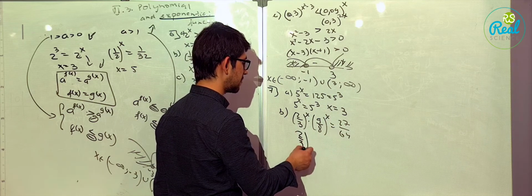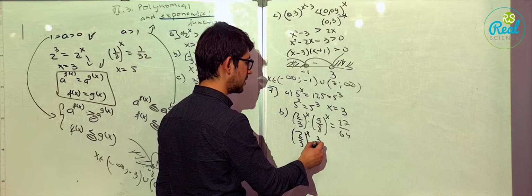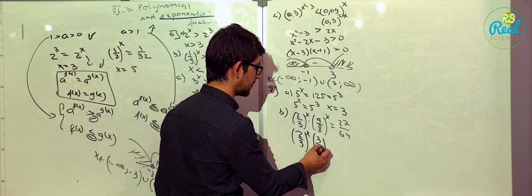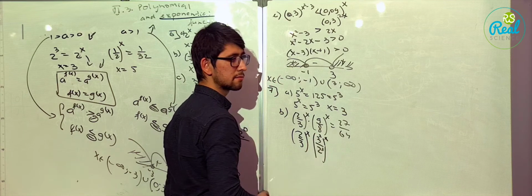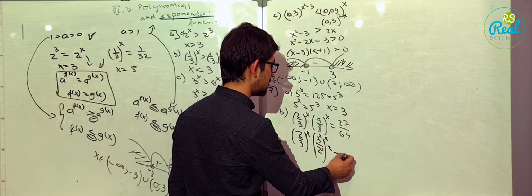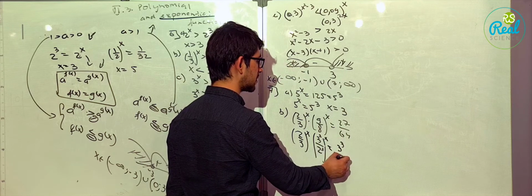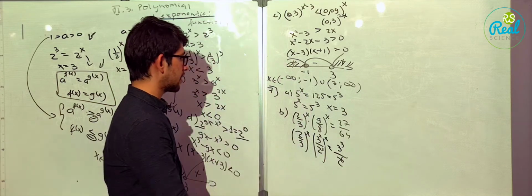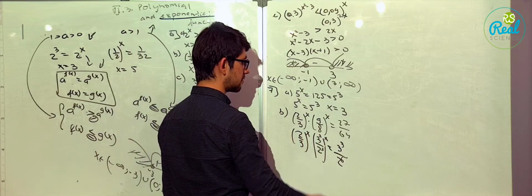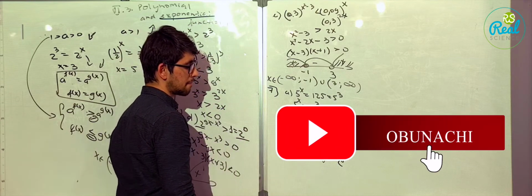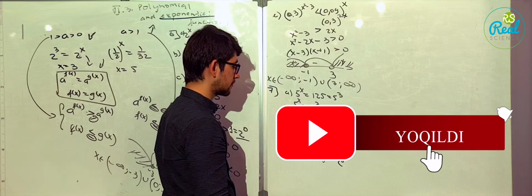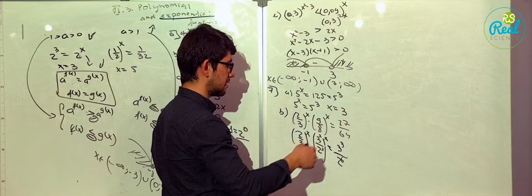2 divided by 3 on the power of x. Here you have 3 divided by 2 on the power of x. Here you have 2, 3: 3 on the power of 3, 2 on the power of 6. Yes. So you have 2 over 3, 3 over 2, 3 over 2 again. What to do then? You bring them into the same base, right?